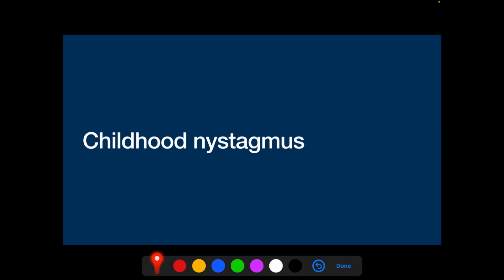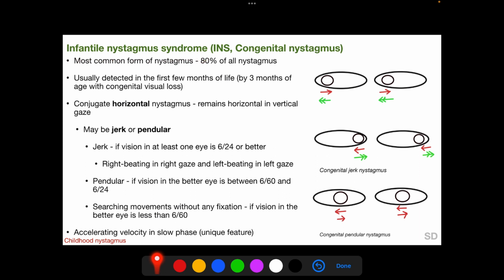Starting with childhood onset nystagmus, the common patterns of childhood nystagmus include infantile nystagmus syndrome or congenital nystagmus, fusion maldevelopmental nystagmus or latent nystagmus, and spasmus nutans, and we will be discussing each of these. Infantile nystagmus syndrome, abbreviated as INS and more commonly known as congenital nystagmus, is the most common form of nystagmus and constitutes 80% of all nystagmus, and it is usually detected in the first few months of life. And if there is an associated congenital visual loss, it appears by 3 months of age.